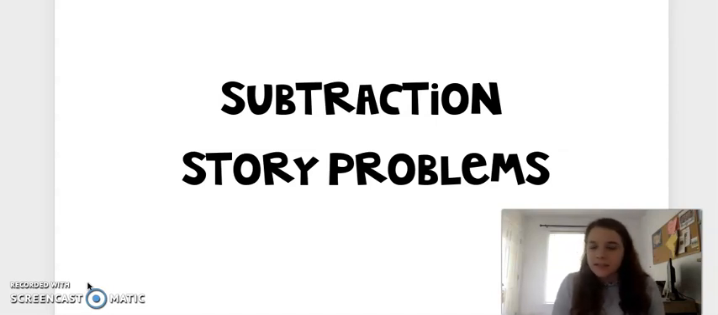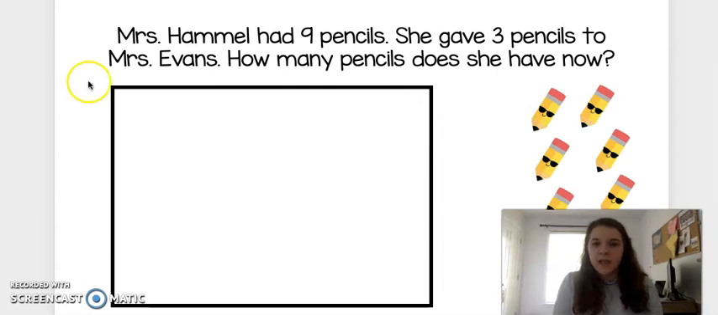Now, when we talk about subtraction, story problems are math problems that tell a story. And so we're going to hear a lot of words. Some of these problems are going to be really long. So we have to kind of be like detectives to find out where the important things are and what the story problem is asking us to do. So let's go ahead and get started.